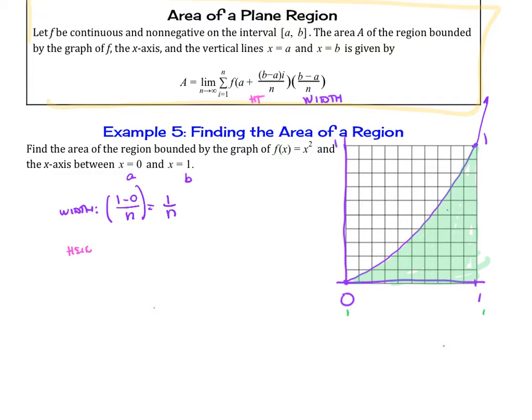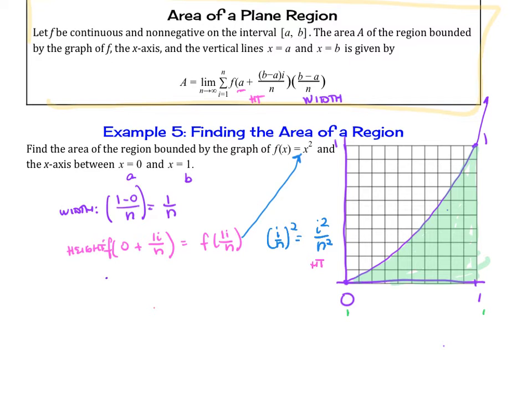Now the height is going to be f of a plus. So a is 0, so 0 plus. And notice b minus a times i over n, that's the same as the width here. So this is going to be 1 times i over n. Oh, and there's an f here, sorry. So it's f of 1 times i over n. And then what you do with this is what we did before, you plug it into this function that they give you to figure out what is each of the heights. So this is going to be i over n squared, or i squared over n squared. And so that is our height.